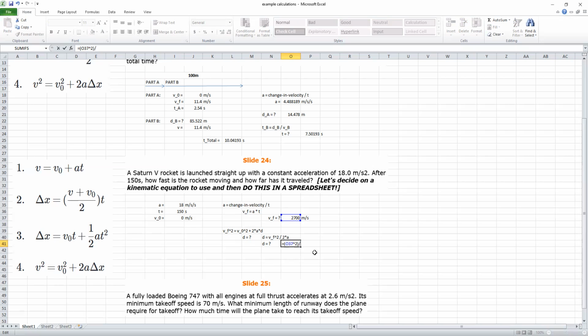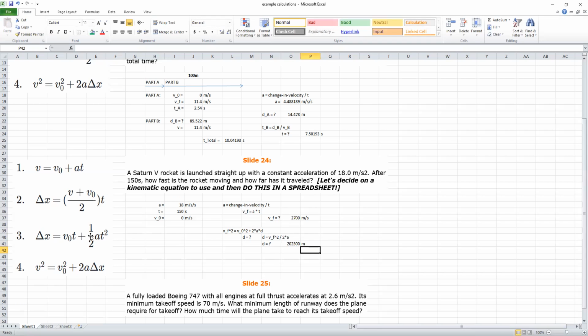I don't want anything to get confused. Divided by quantity 2 times acceleration. And that should be it. And this is in meters. So over 202,000 meters. Now, if you look back at my work, that is precisely what I got using a different equation.